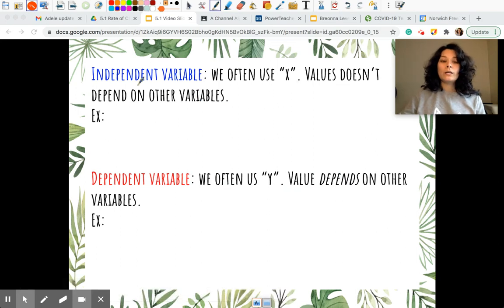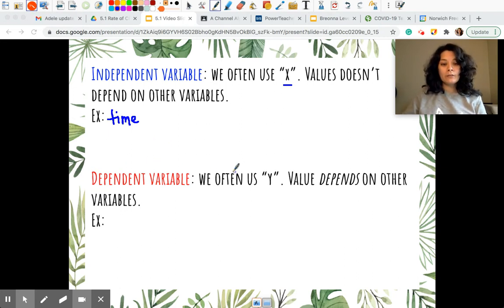Again, if you don't know what an independent variable is versus a dependent variable, you should write this down as well. An independent variable, we often use x. Values don't depend on other variables. A common example is time. This isn't the only example of an independent variable, but it's a very common one. We can't change time. Time isn't going to be affected by any other variables. It's going to flow how it's going to flow. Okay, we would like to change time sometimes, but we can't. It's just going to flow the way that it's going to flow.